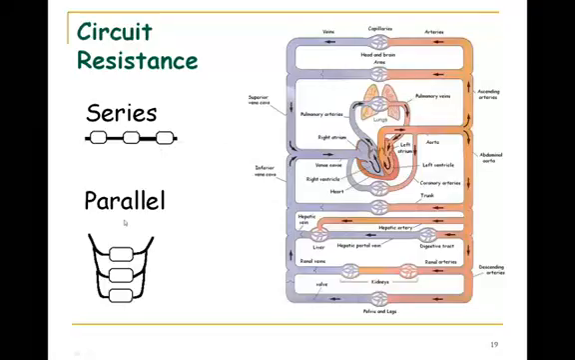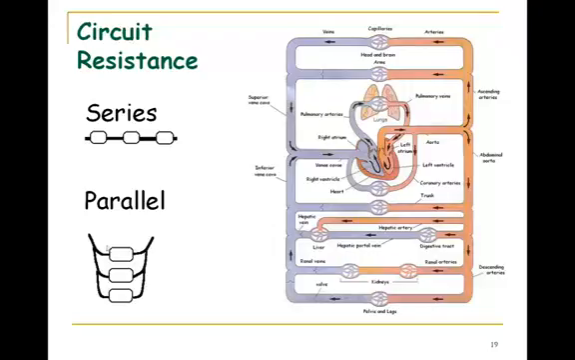If you have something set up in parallel, here's R1, here's R2, here's R3, and you have in your notes the equation for calculating the total resistance. If you notice, if you have a circulation set up in parallel, the resistance actually decreases. So a parallel circuit physiologically increases total cross-sectional area and it decreases resistance.